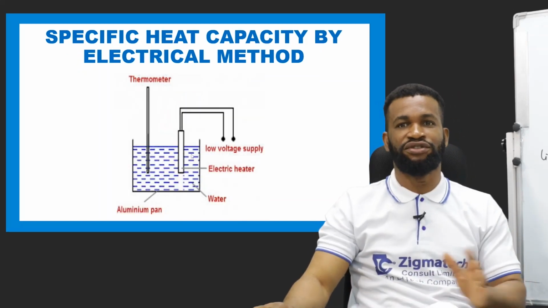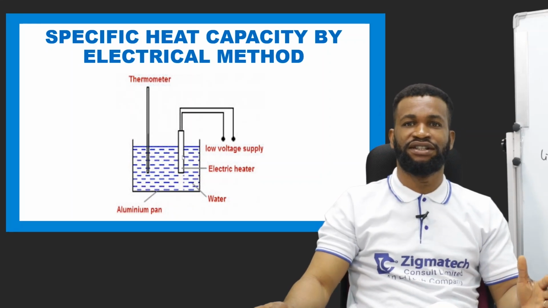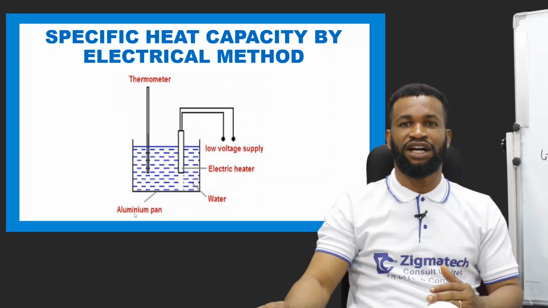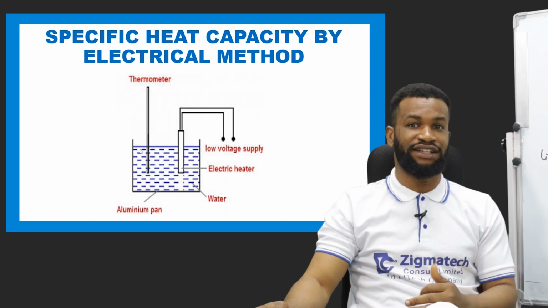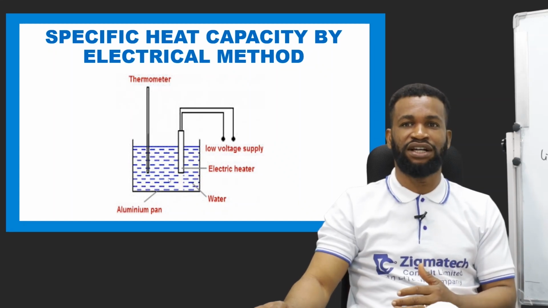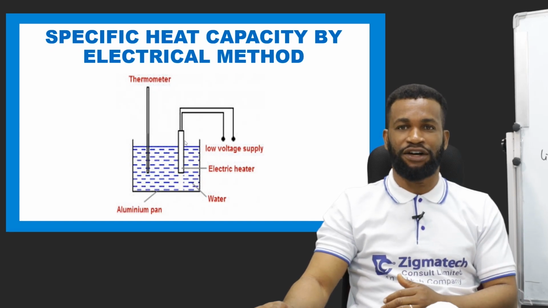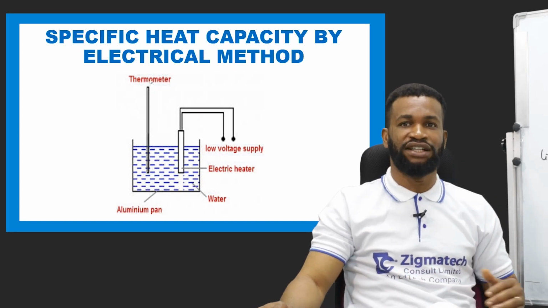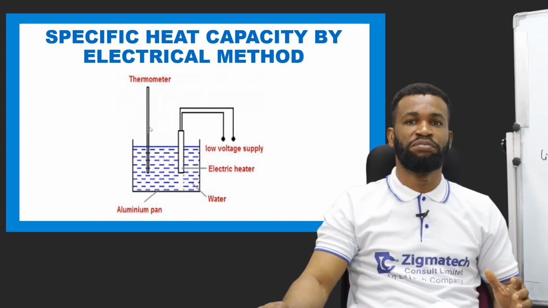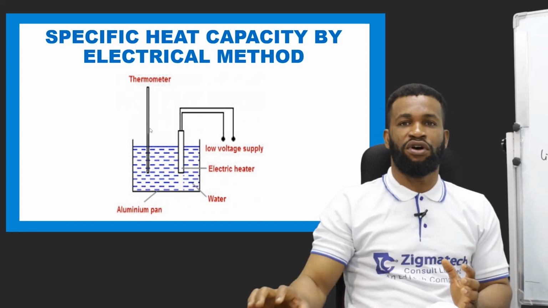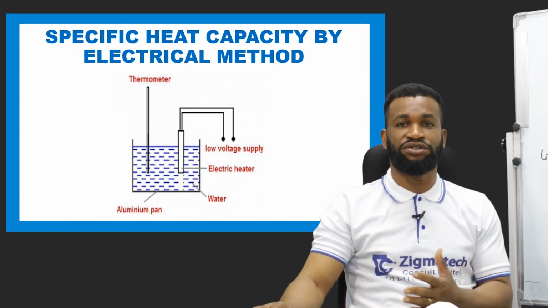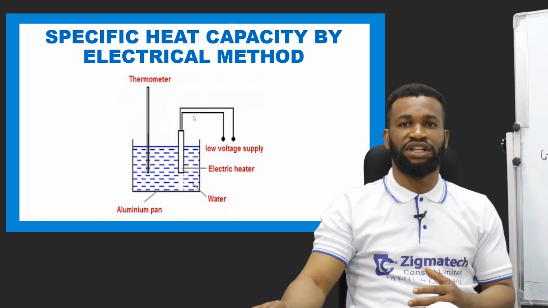Also, let me show you this diagram. Look at this picture. This is an aluminum pan. That is the container, and inside is the water. Look at the low voltage supply and this electric heater. So this is the electric heater, and this is the thermometer, to measure the temperature of the liquid.